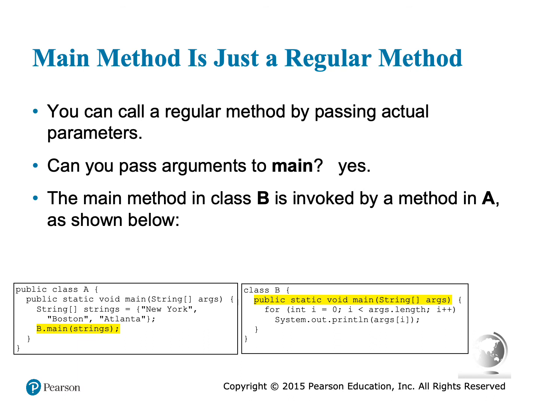At this point, it is worthwhile to point out that the main method is just a regular method. It can be called from other methods and has one formal parameter whose type is an array of strings. Therefore, you can pass arguments to the main method in a method call. The example on this slide demonstrates how the main method in class B is invoked by the main method in class A. The application of this is beyond the scope of this class, but it bears introduction.